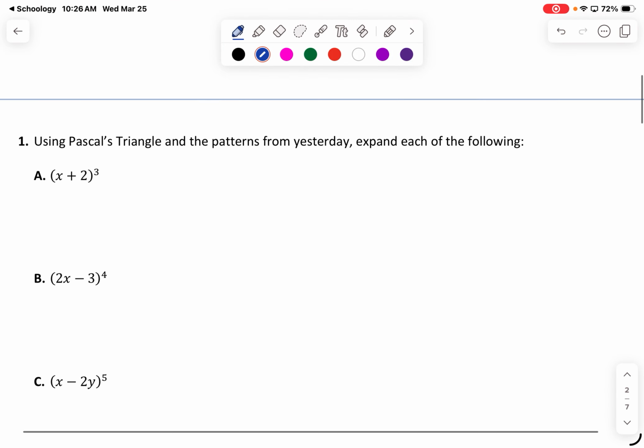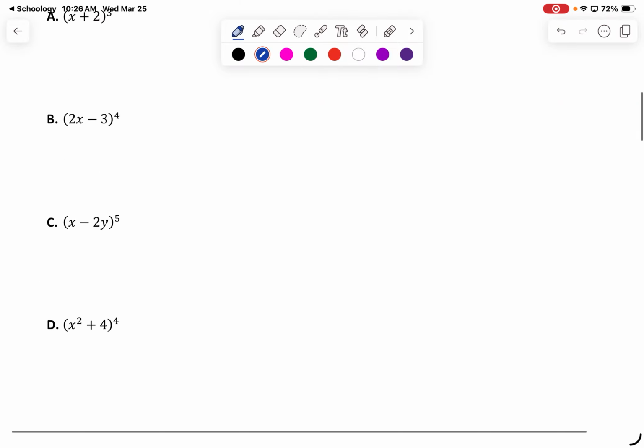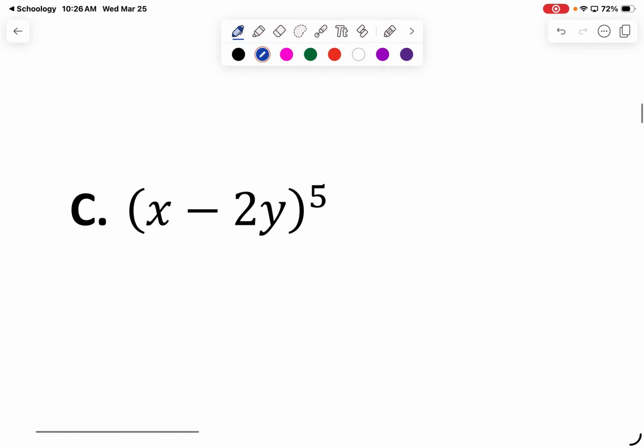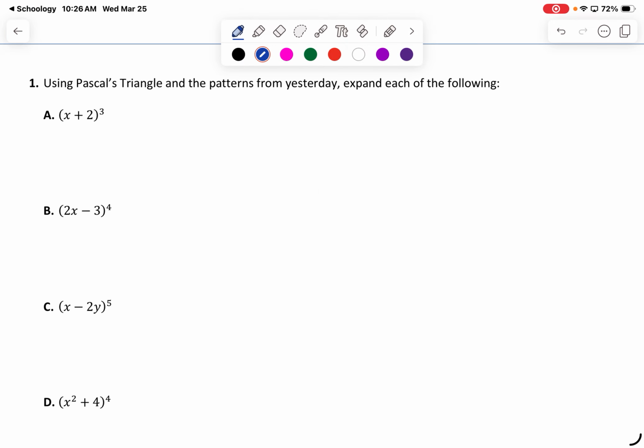Okay, so it says using Pascal's triangle and the patterns that we learned yesterday or in the binomial theorem exploration that we did, expand each of the following. So what I want to remind you of is that x plus 2 quantity cubed is x plus 2 times x plus 2 times x plus 2, which we could do by hand. Same thing with all of these, but it starts to get to be a pain when you have to do this multiplied by itself 5 times, and there's so much room for error. So we can use the binomial theorem to expand that.